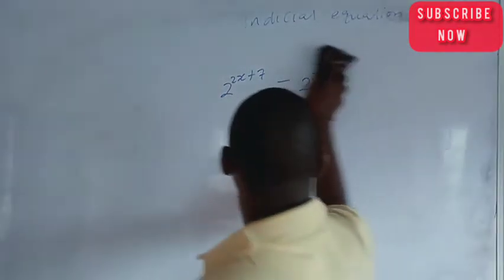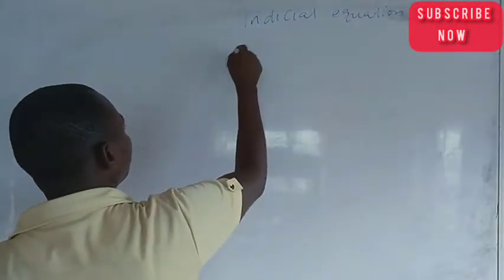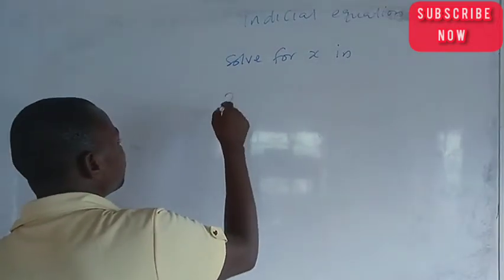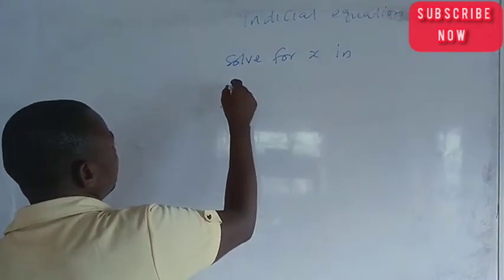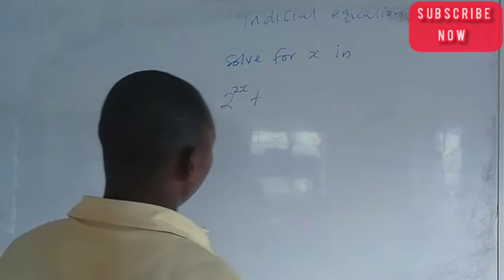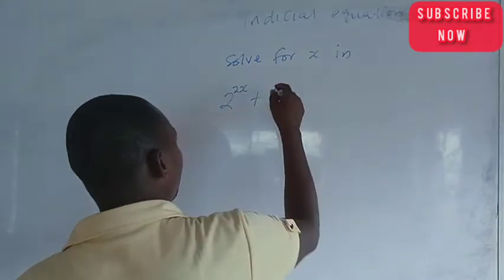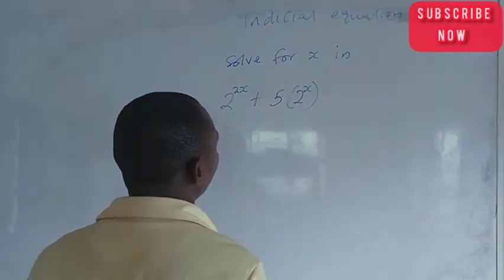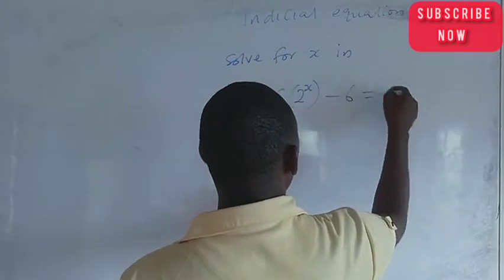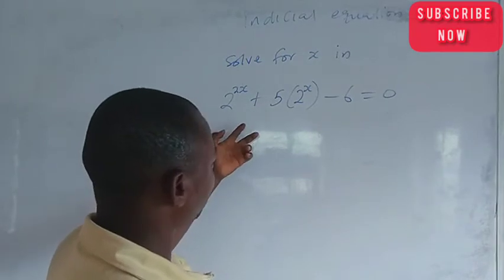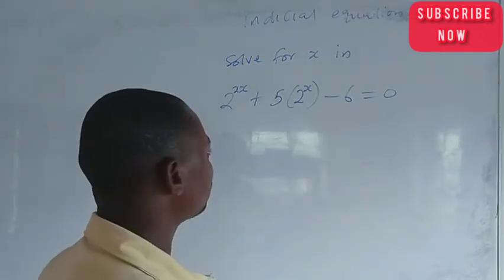Okay? So look at this question now. Let's assume we are solving for x in 2 raised to 2x plus 5 into 2 raised to x minus 6 equals 0. So you can see in between this and this, we're having plus, and you can see minus there. So this is what we call an indicial equation.